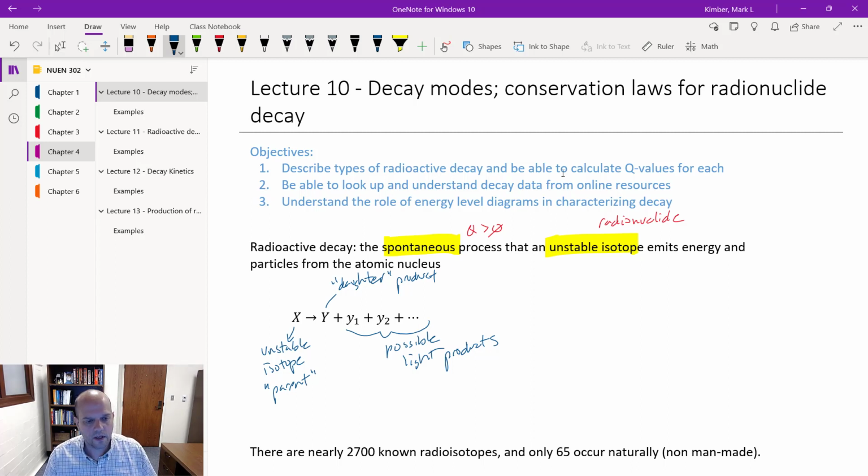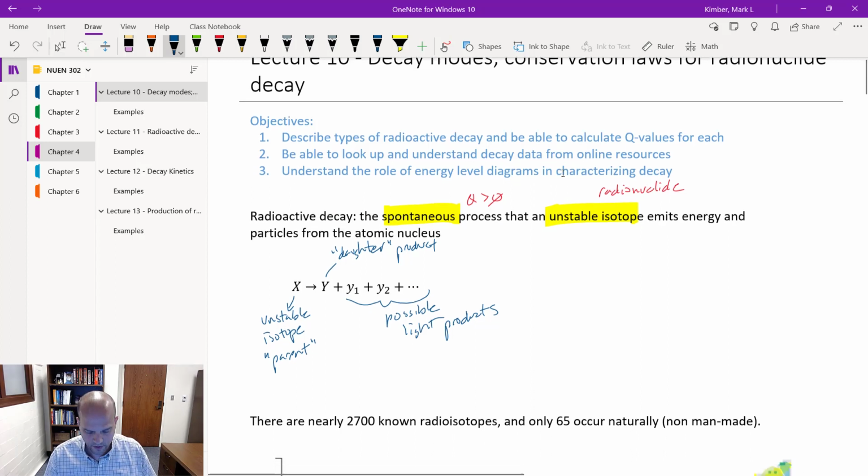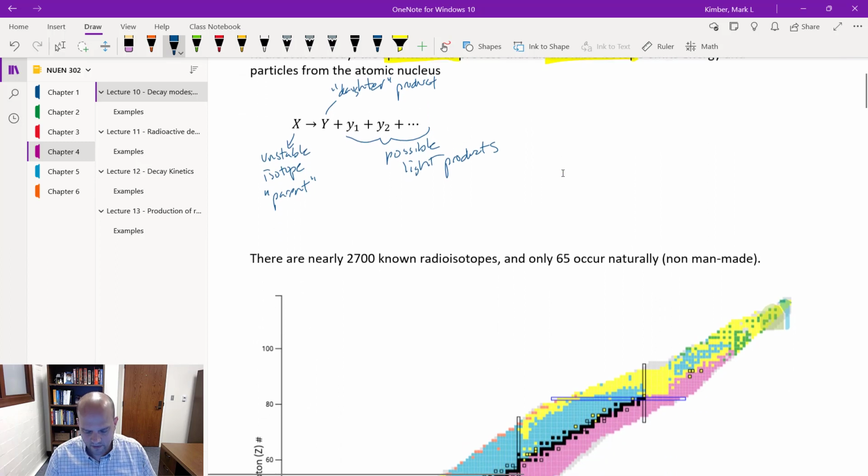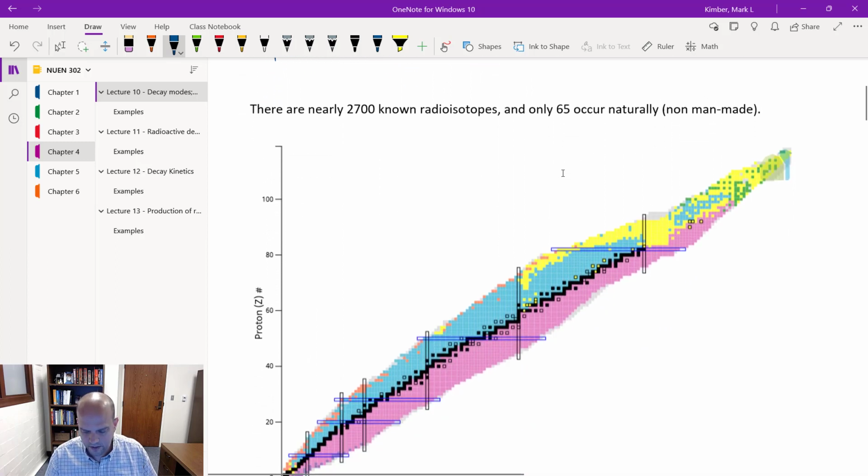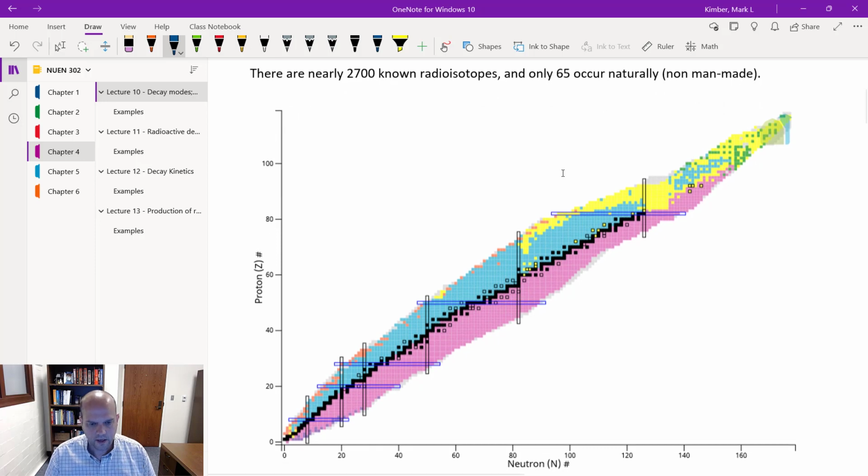So there are nearly 2,700 known radioisotopes. Only 65 of those actually occur naturally. Everything else is man-made. And so this chart down here is the nuclide chart, which we're familiar with at this point, hopefully. And this is color-coded in terms of the types of decay. And we'll go over each of these types here. Not each and every one of these types, but the ones that you see that are predominant.